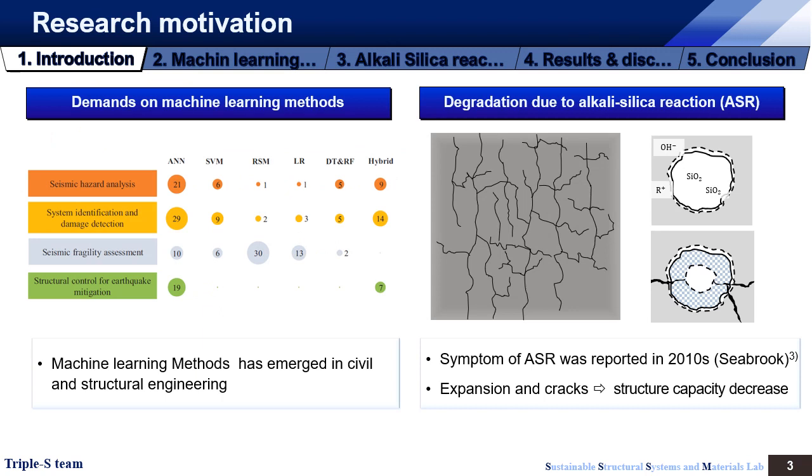So the seismic fragility analysis of infrastructure is an important technique to maintain the safety of society and to prepare for future accidental cases. Nowadays, machine learning methods have emerged in civil and structural engineering. Also, for the seismic fragility analysis, many researchers adopted machine learning techniques because it requires consideration of possible uncertainties. And also, it is important to consider the possible degradation in nuclear power plant structures.